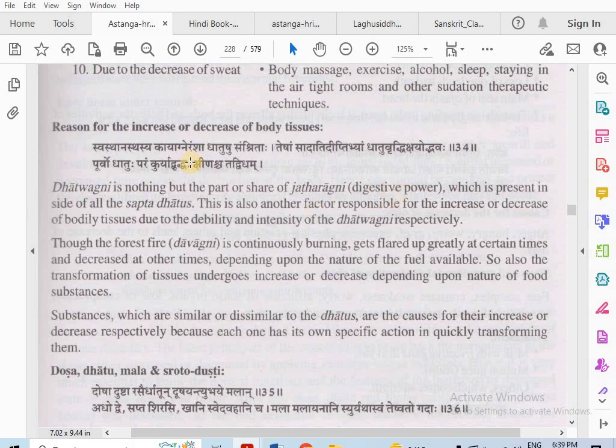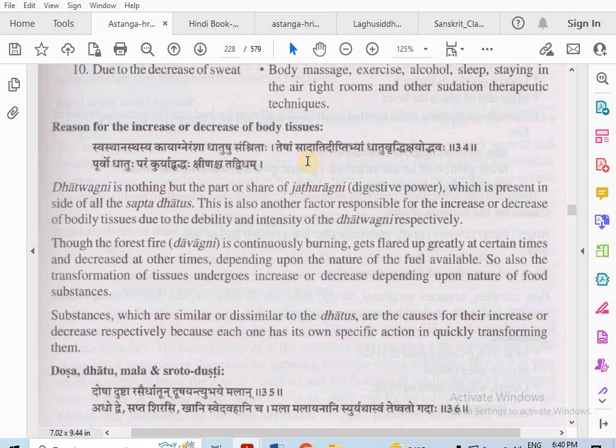So this Dhatvagni, the parts of Jatharagni, are actually Sansritaha, means staying in the dhatus in its own place or of its own place. Then Tesham Sadati Diptibhyam. Tesham means there, these all 7 Dhatvagni. Sadati Diptibhyam disjoint, Dirgha Sandhi, Sada plus Ati Diptibhyam. Sada is actually debility, right? And Ati Diptibhyam means intensity. Both things.